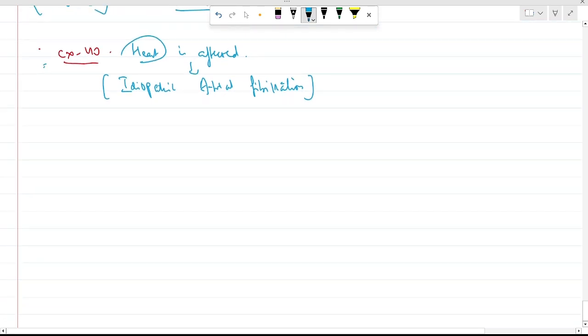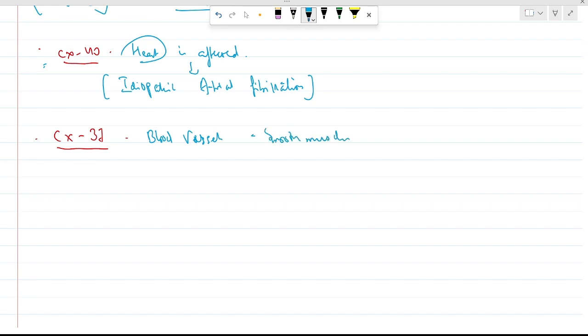And there is a third protein, CX37. CX37 protein is present in blood vessels, in the smooth muscles of blood vessels, as you have seen above. The smooth muscles are affected. This leads to a condition, arteriosclerosis, a common disorder of the blood vessels.